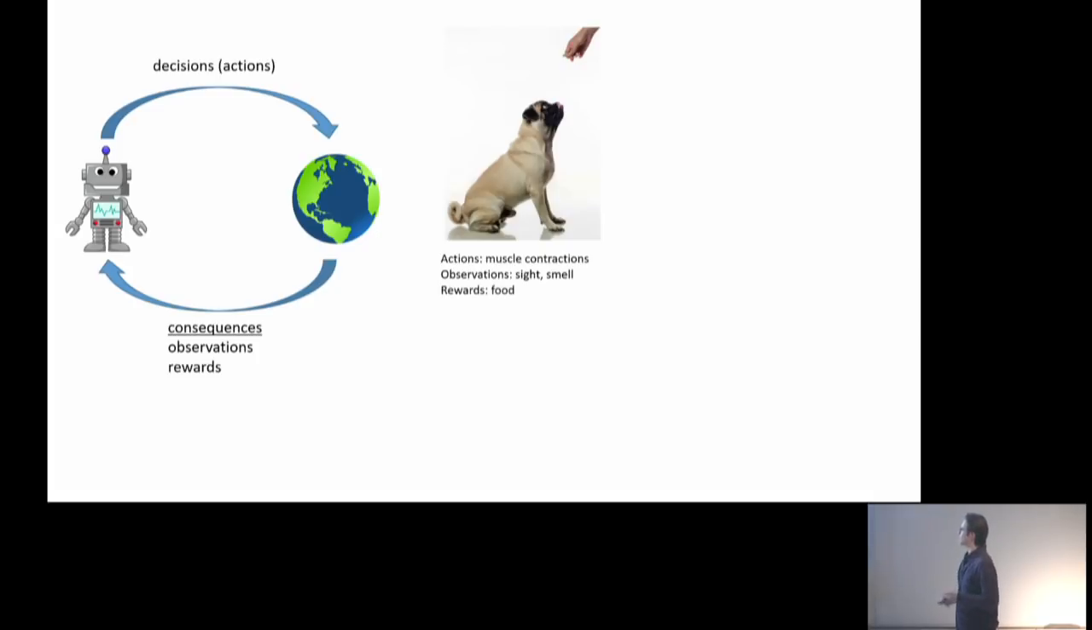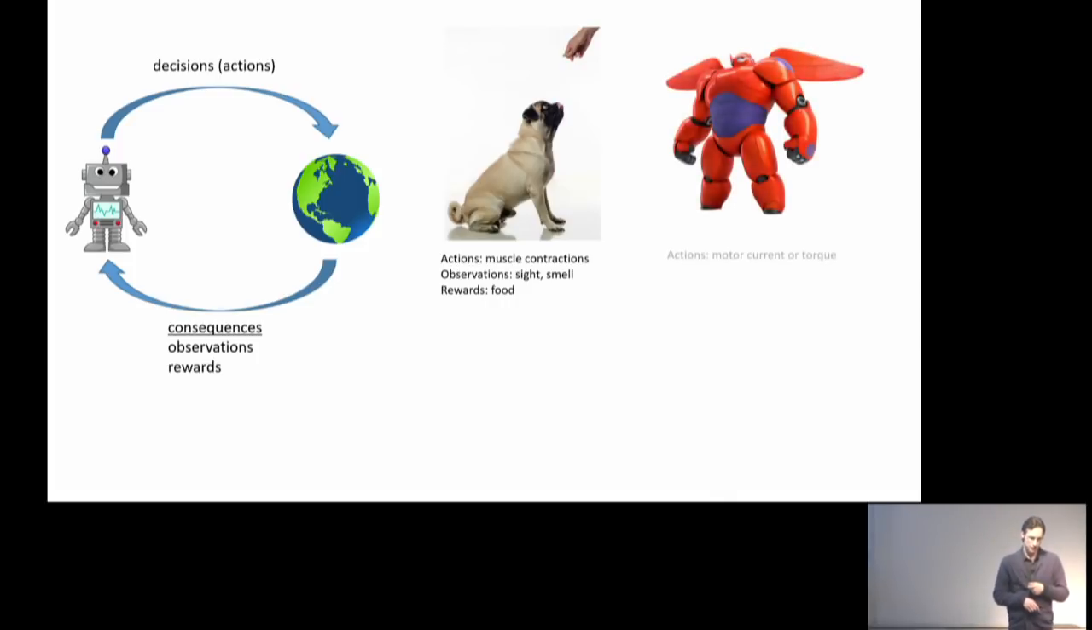And for this animal, maybe its reward is food. So it wants to get the food. So it's going to execute the muscle contractions that result in high reward, and it's going to use its observations to figure out which muscles to move and how to attain those rewards. So in this case, maybe it learned that if it sits down, it'll receive the food.